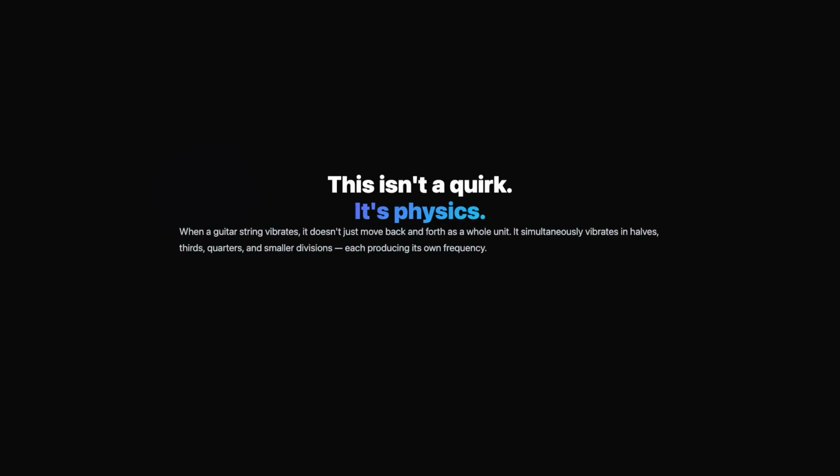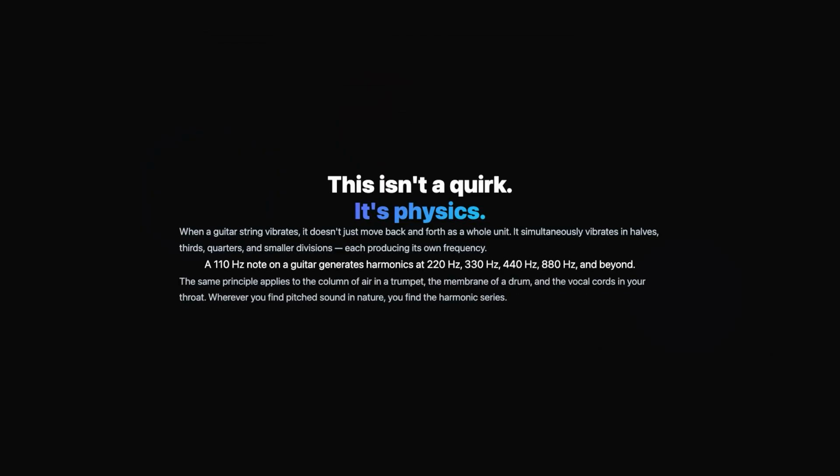This isn't some quirk of certain instruments or a special effect created by recording equipment, it's physics. When a guitar string vibrates, it doesn't just move back and forth as a whole unit, it simultaneously vibrates in halves, thirds, quarters, and smaller divisions, each producing its own frequency. A 110 Hz note on a guitar generates harmonics at 220 Hz, 330 Hz, 440 Hz, 880 Hz, and beyond. The same principle applies to the column of air in a trumpet, the membrane of a drum, and the vocal cords in your throat. Wherever you find pitched sound in nature, you find the harmonic series.